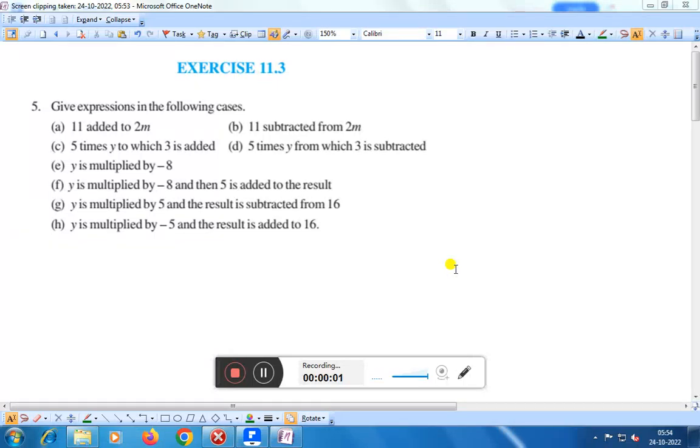Hello everyone. Today we shall discuss exercise 11.3 question number 5. Give expressions in the following cases. Number A: 11 added to 2m. Right, we are writing the expression here. That is question number A.